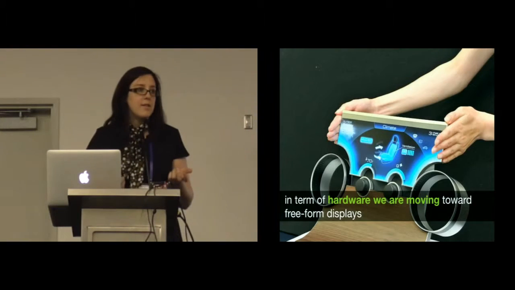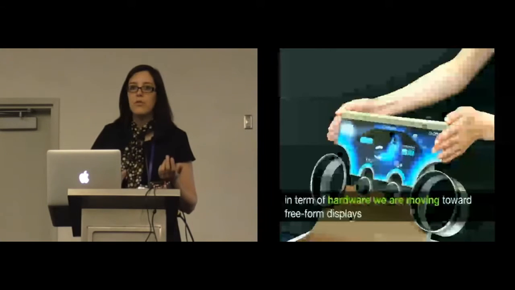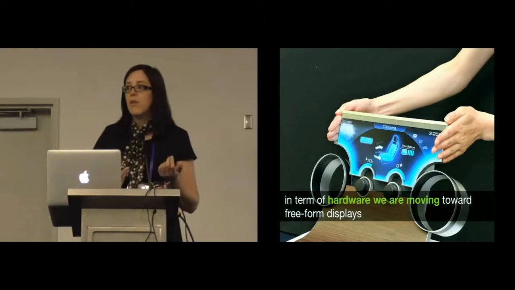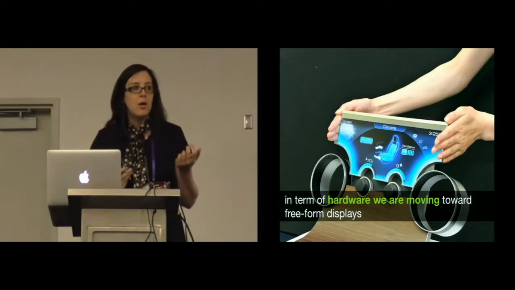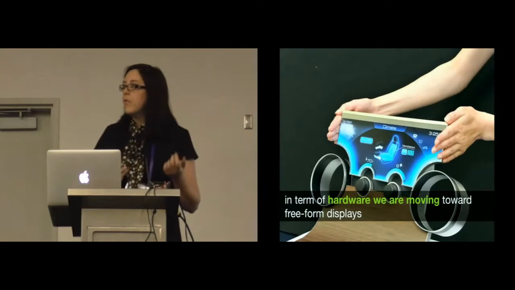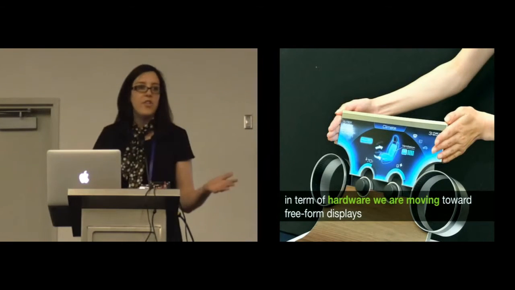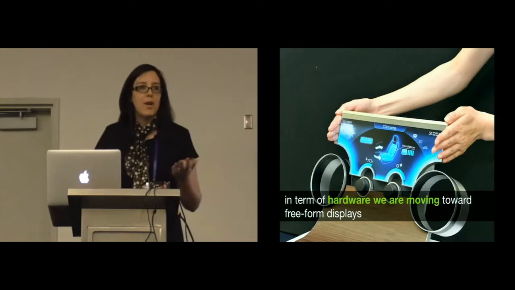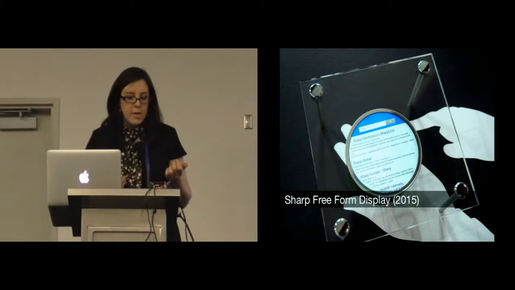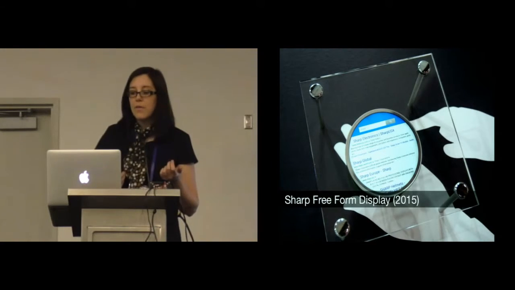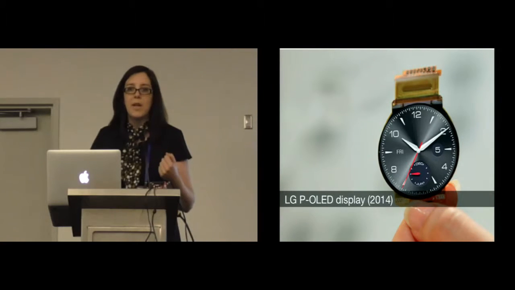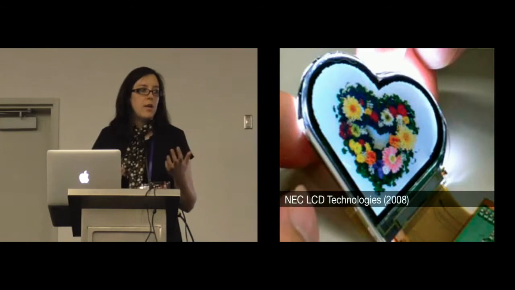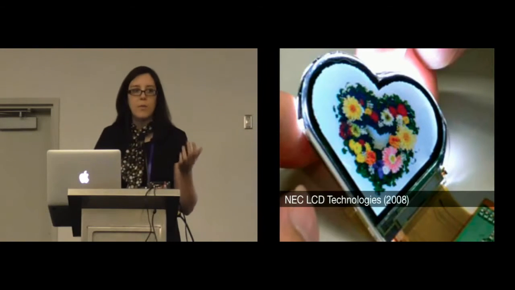Well, the reality is that in terms of technology, we are moving toward a new trend, which is manufacturers and industry building displays that are no longer rectangular. We can see, for example, Sharp, which in 2015 created their freeform display, a display which can be of any shape: square obviously, disk or triangle, anything we want. This is another example of a disk display. In 2014, LG already produced their POLED display, which is non-rectangular. And already in 2008, there was initial technology on freeform display.